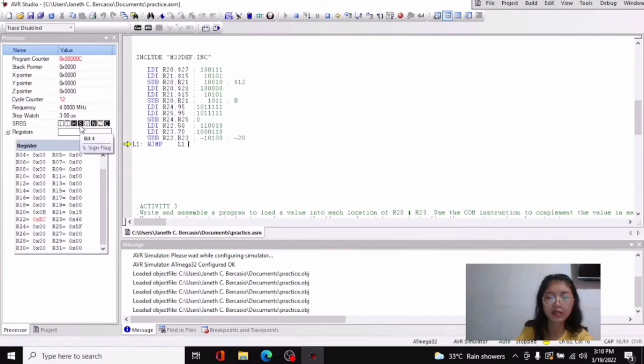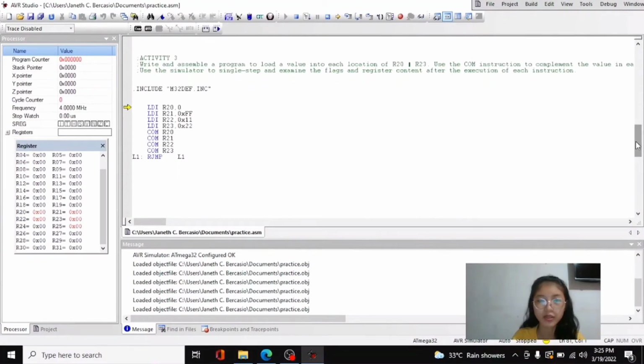S is activated too because it is V or N, and since V is not activated but N is, that's why S is also activated. We also have here the H or the half carry flag, since some borrowing happened here for us to be able to subtract them. So on the D3 and D4, since here the D3 is 0 but the D3 here is 1, we have to borrow from the number next to it. That's for activity 2. Now let us proceed to activity 3.